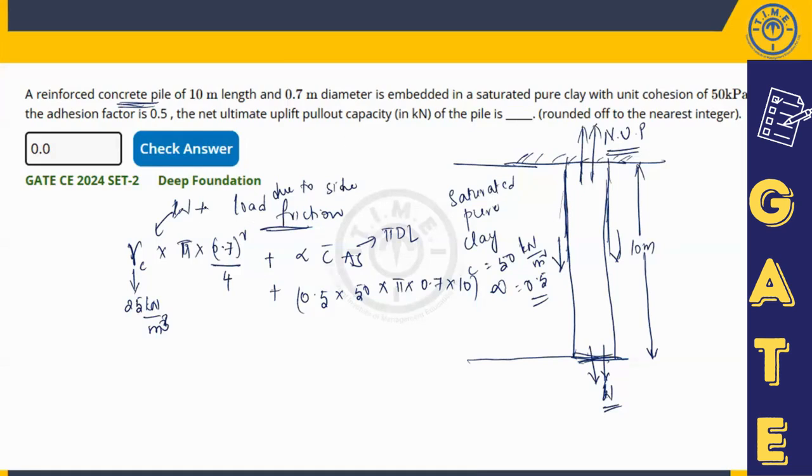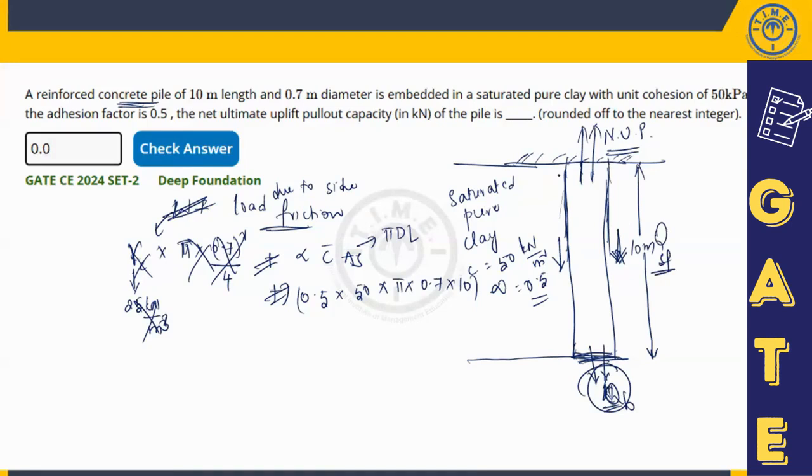Or else do one thing, my dear students. Even gamma C is not given clearly. Even if you take it, it is not a problem. Gamma C, the unit weight of concrete, is not given clearly, so no need of assuming it. Directly take the load due to side friction, because in order to uplift it, friction is what is resisting. When you are taking the load carrying capacity, then only take the base resistance QB, and if you are taking net pullout, only consider skin friction resistance QSF.